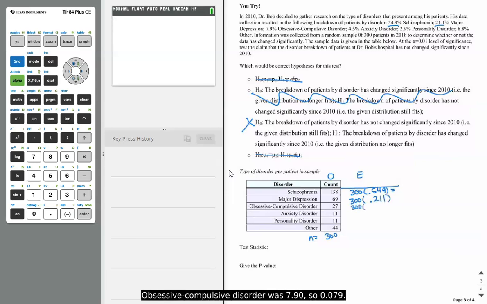Obsessive compulsive disorder was 7.9, so 0.079. Anxiety disorder was 4.5, so 0.045, and personality disorder, that was the 2.9. So 300 times 0.029. And my last one, which is just the other category, which was 8.8, so 0.088. Okay, so we'll type these in the calculator to see what we get.